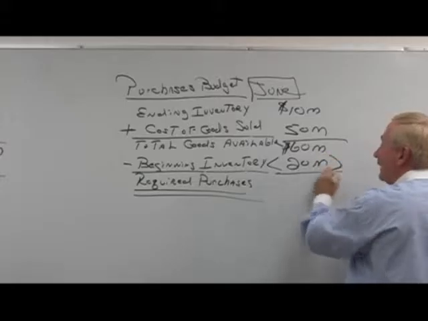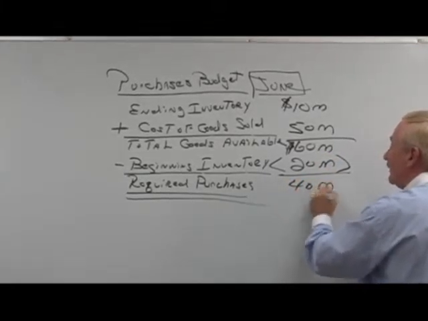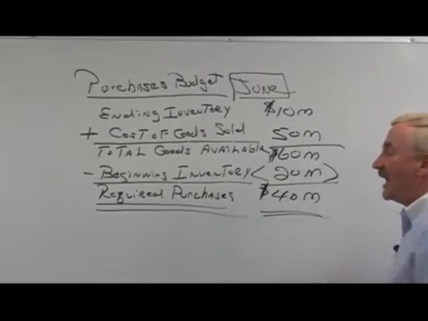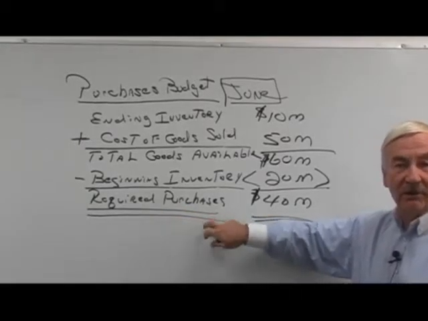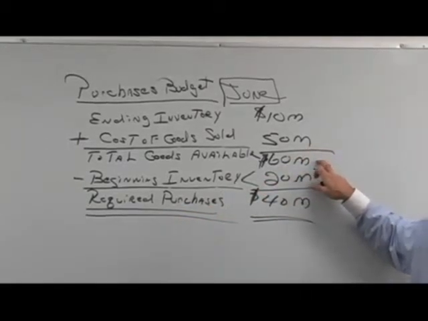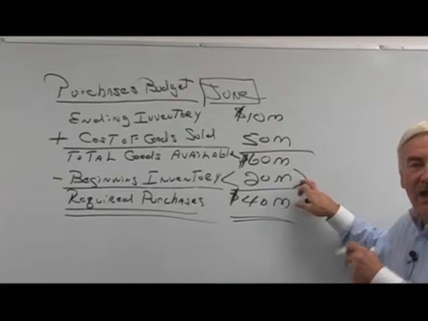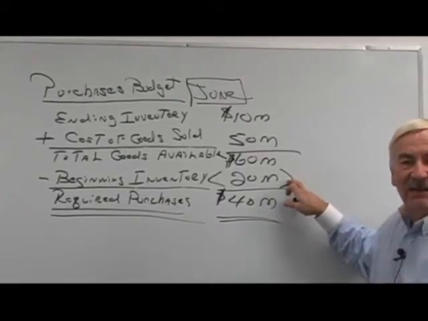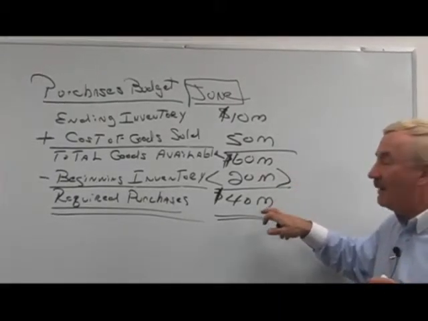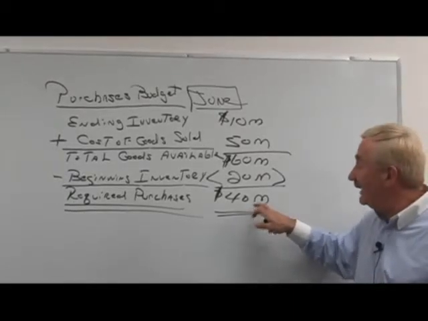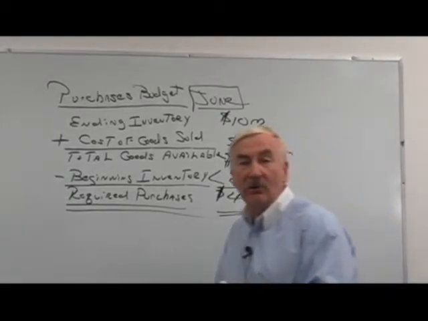I subtract that, which means I only need to purchase $40 million worth of goods during the month of June because I need 60, but I already have 20 on hand. That was the ending balance of the prior month. Therefore, my purchasing manager knows I need to purchase 40 million during that month.